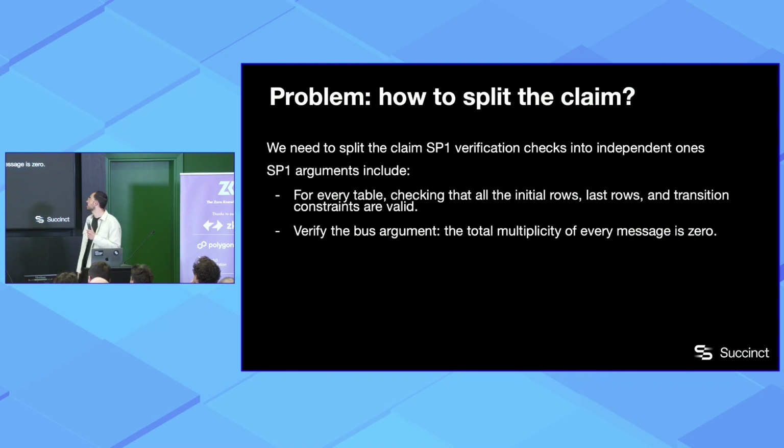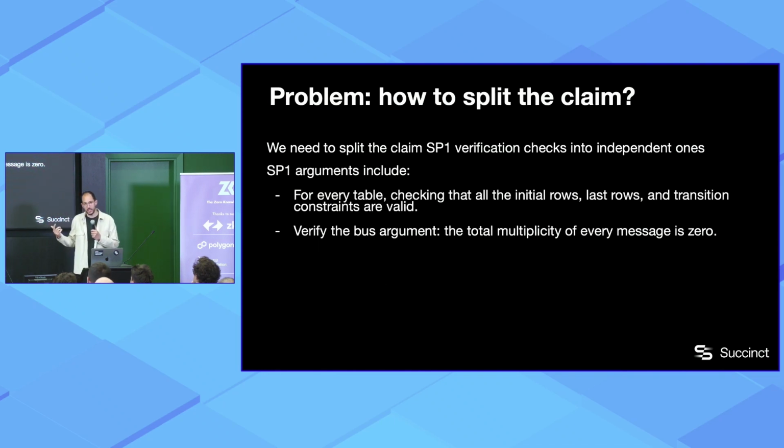Really, there are two things you have to do. SP1, so the boxes that I showed earlier, has two things: the boxes themselves, the traces. Each trace is just an error table, so you have to verify the table constraints. There are initial constraints, final constraints, and transition constraints. Then you have to verify the bus argument, that each multiplicity sums to 0.